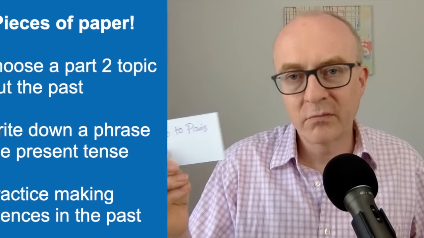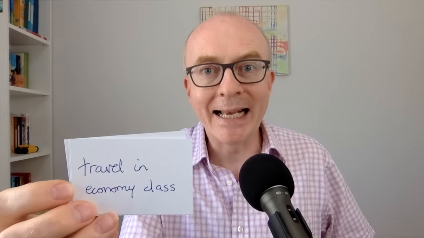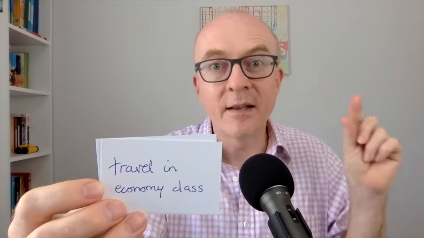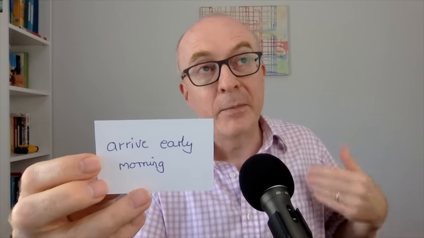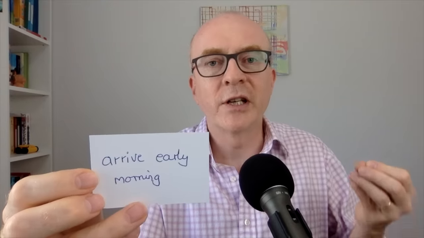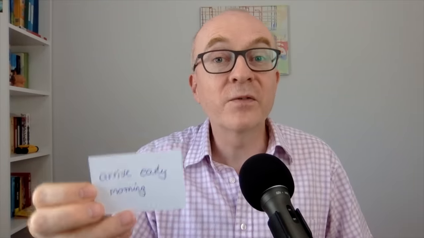So first of all, I just use them, right? I went to Paris, yeah? I took the train. I travelled in economy class. Hear that? I'm using the linking, I travelled in economy class. I actually took the overnight train because it was cheaper. And then I arrived in the early morning because the train got into the station at 8 o'clock, and then I got off the train and I went for breakfast. And you carry on and carry on, right? So we're using these nice little cue cards to help us practice and focus on the past tense. Lovely. Give it a go.